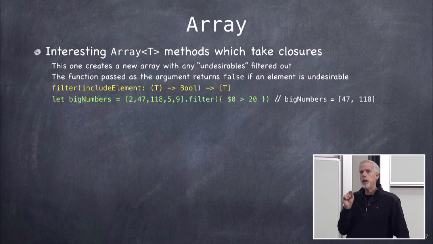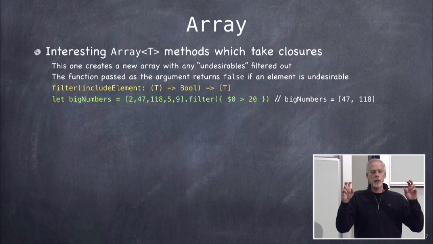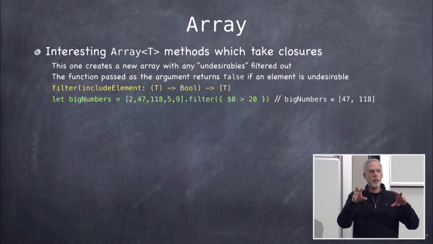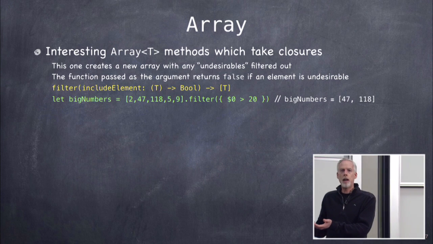So the T means the same type that's in it. So if I have an array of strings, this filter expects a function that takes a string as its only argument, and it returns a bool. Okay, so the argument is a function that takes a T, whatever that is, and returns a bool. And then what's the return value of this filter? It's an array of T, so another array with the same kind of elements.